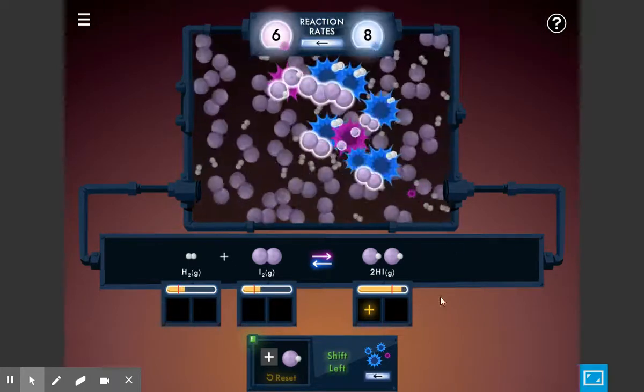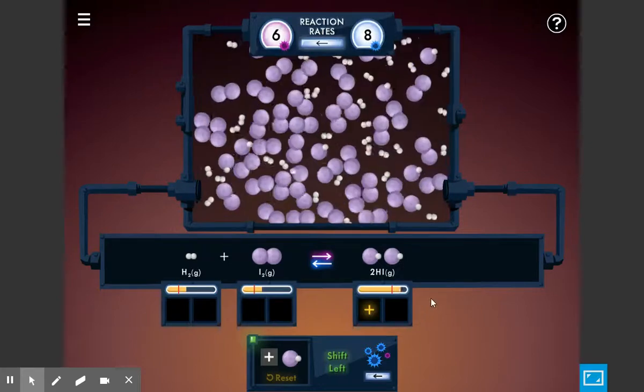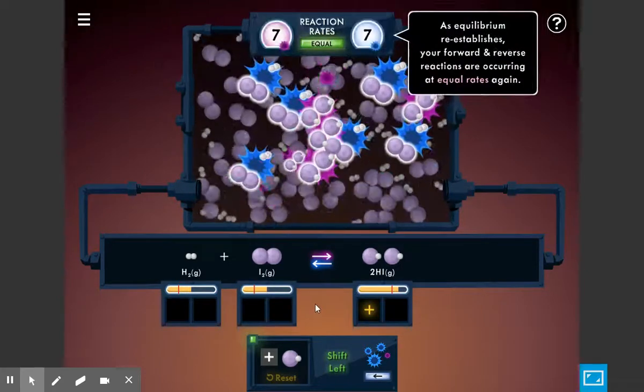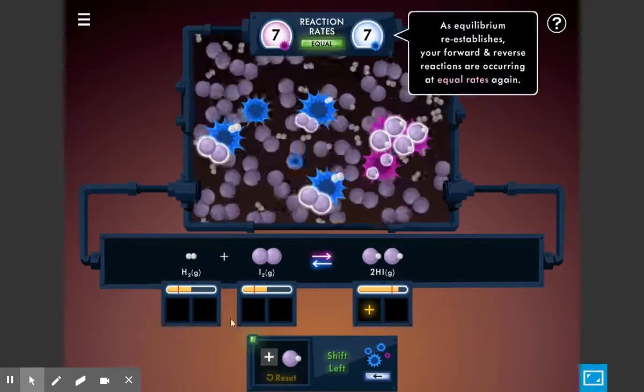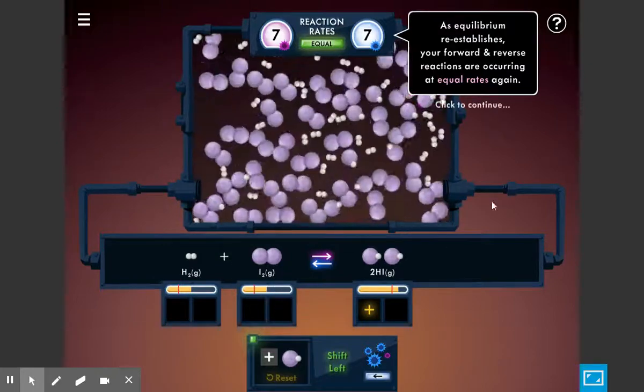So we can expect a decrease in HI as this occurs because I'm shifting away and using up some of my HI. And as you saw, we had an increase in H2 and I2.